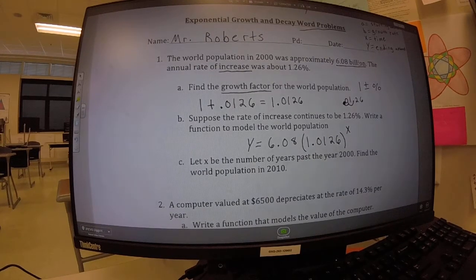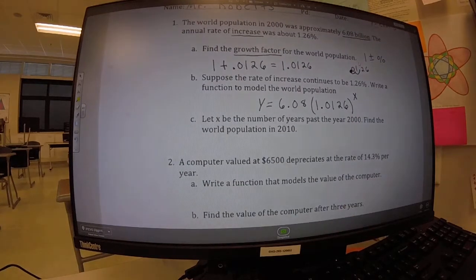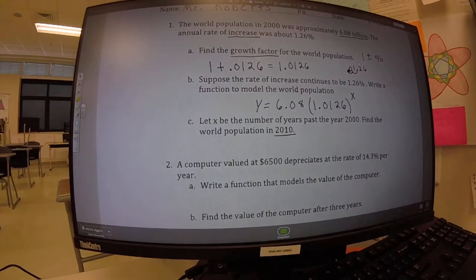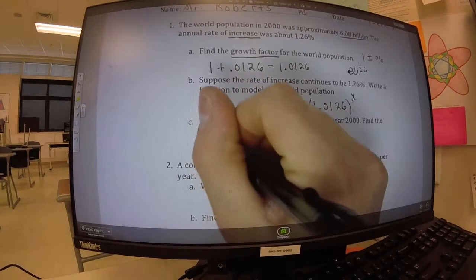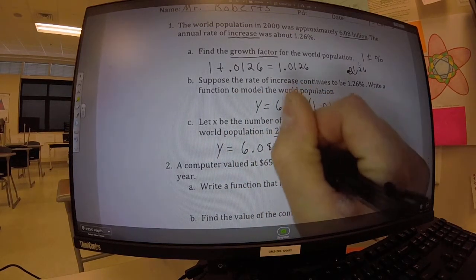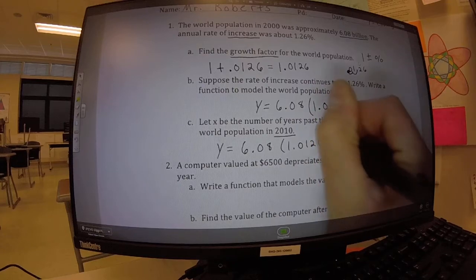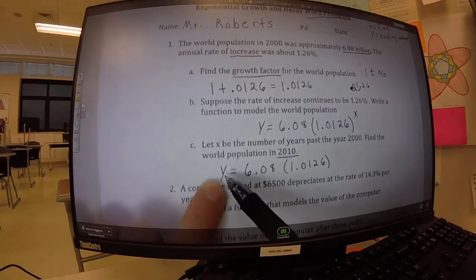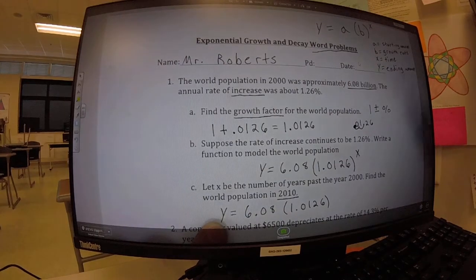Let's go ahead and look at part C while we're at it. Let x be the number of years past the year 2000. Find the world population in 2010. Okay? Let's go ahead and underline that because that's the most important part of this question that we have in part C. So we want to think about, we have this equation. The problem wants to know what the world population is after a certain amount of time. So that means we're solving for the variable y because we want the ending amount.